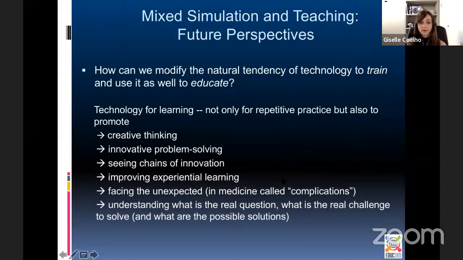And the future perspectives: how can we modify the natural tendency of technology to train and use it to educate as well? We are talking about technology for learning, not only for repetitive tasks, but also to promote creative thinking, innovative problem solving, seeing chains of innovation, and improving experiential learning and facing the unexpected. In medicine, we call it complications. And this kind of training can bring the best preparation for trainees and also for senior neurosurgeons, especially for complex cases, to understand what the real question is, what the real challenge to solve is, and what the possible solutions are. And I strongly believe that we will have everything to use this kind of technology inside the meta health concept, inside the metaverse platforms in the future.